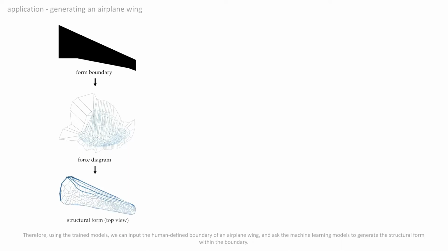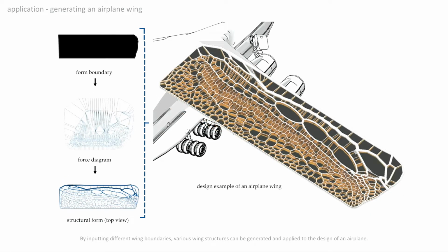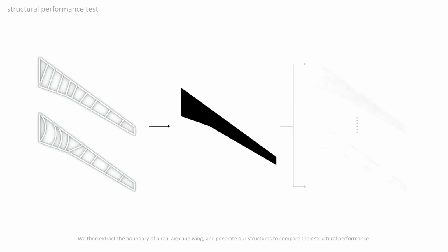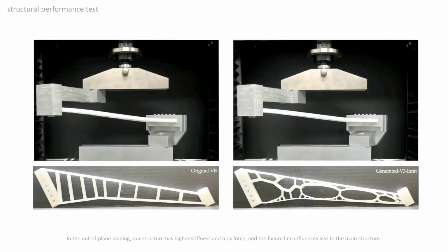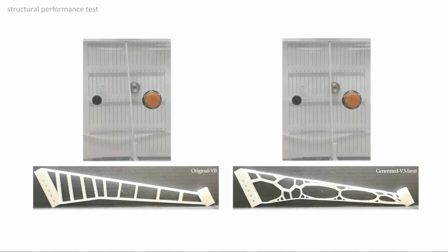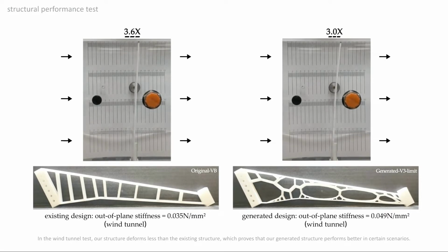Therefore, using the trained models, we can input the human-defined boundary of an airplane wing and ask the machine learning models to generate the structural form within the boundary. By inputting different wing boundaries, various wing structures can be generated and applied to the design of an airplane. We then extract the boundary of a real airplane wing and generate our structures to compare their structural performance. In the out-of-plane loading, our structure has higher stiffness and max force, and the failure line influences less the main structure. In the wind tunnel test, our structure deforms less than the existing structure, which proves that our generated structure performs better in certain scenarios.